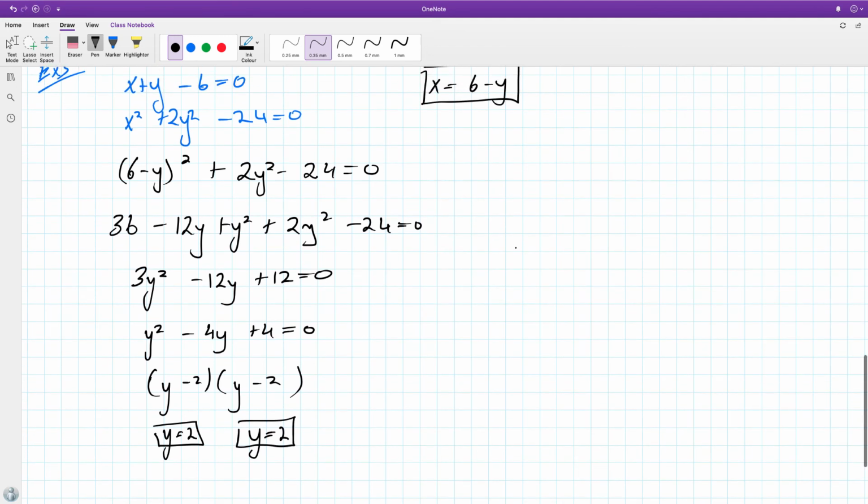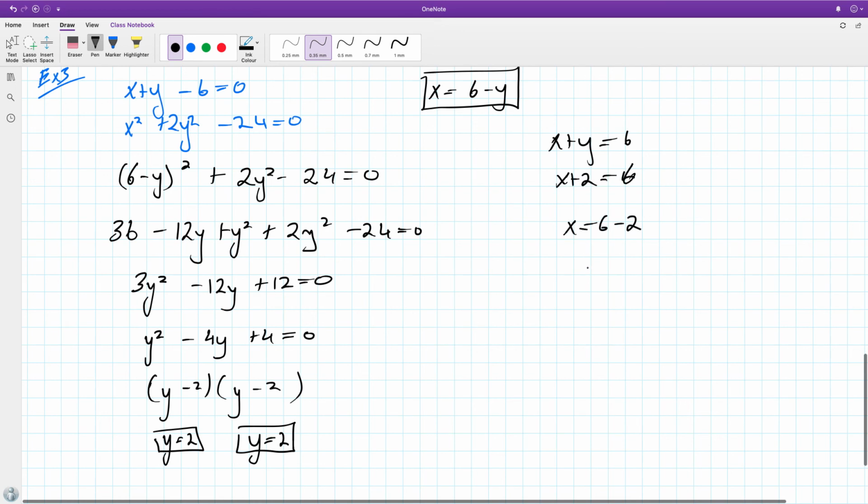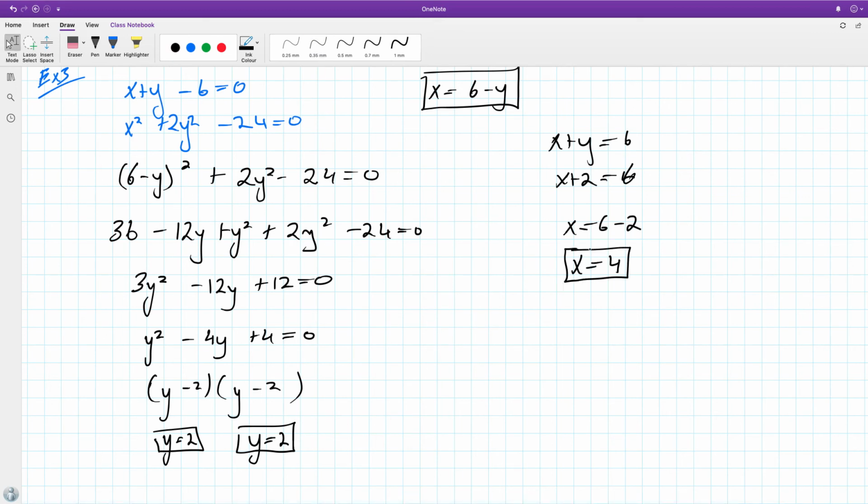You do actually, yeah, you only need to do one. x plus y minus 6, x plus y is equal to 6. You got y, so x plus 2 is equal to 6. x is equal to 6 minus 2, x is equal to 4. So that means it's 4, 2. Is that alright? Where do you go wrong, Stevie?